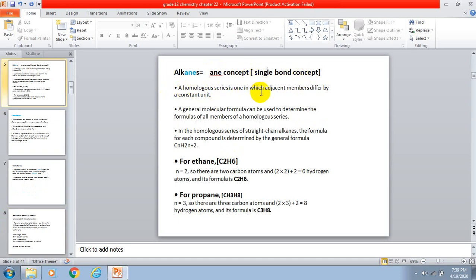A homologous series is one in which adjacent members differ by a constant unit. A general molecular formula can be used for this, that is CnH2n+2. Look at ethane, which we described here, where n is the number of carbon atoms. Look at the hydrogen atoms as well, 2n+2. So ethane and propane come respectively by putting the number of carbons, or number of atoms, in this formula.